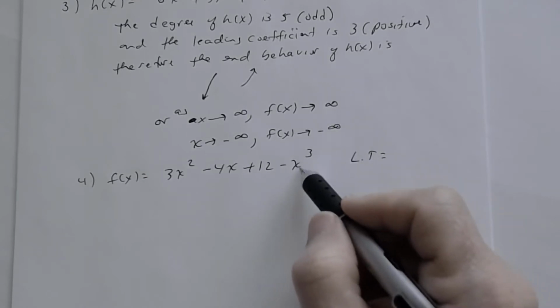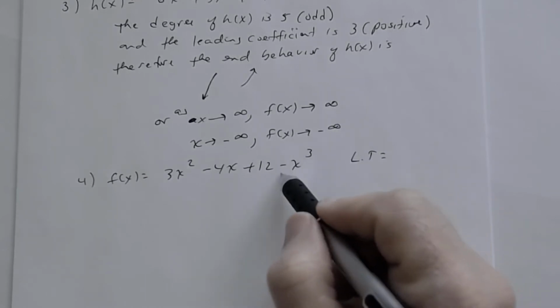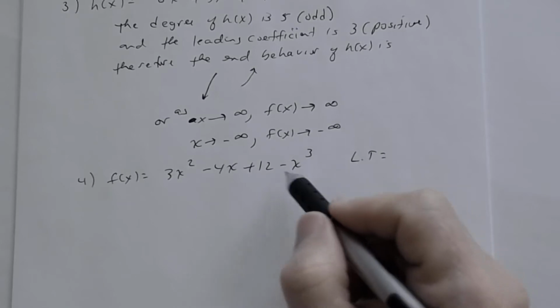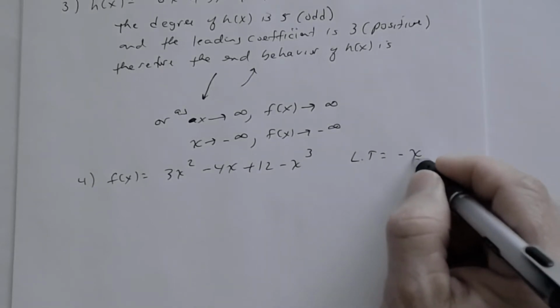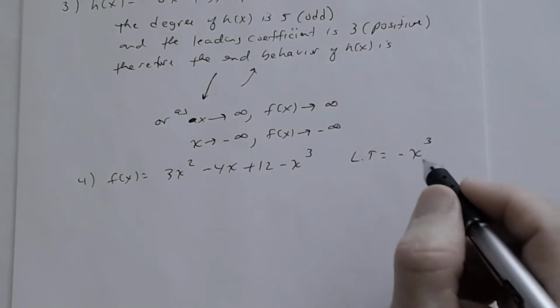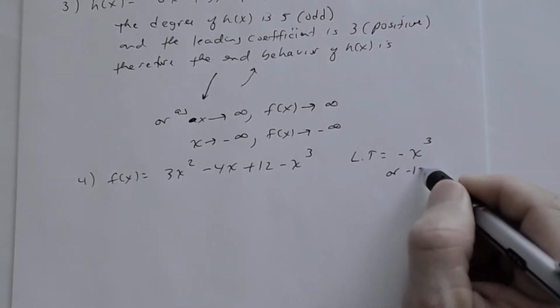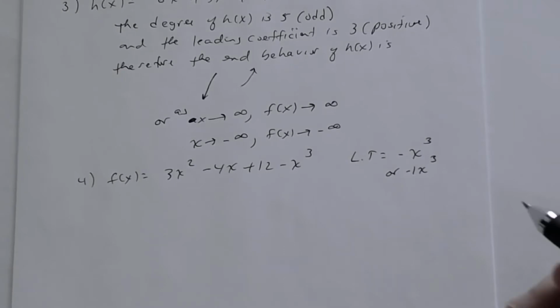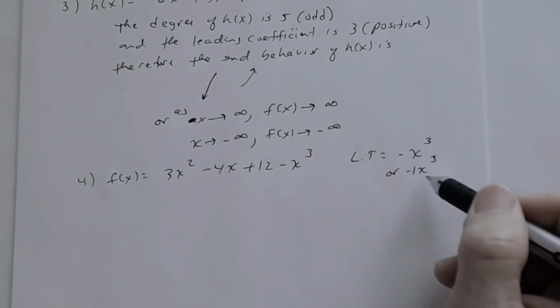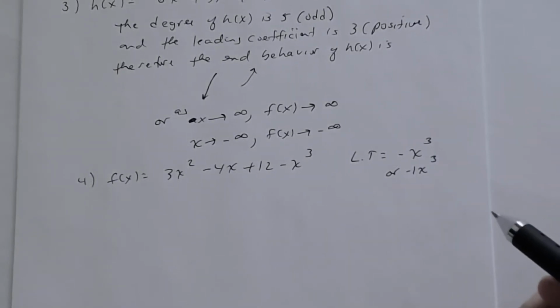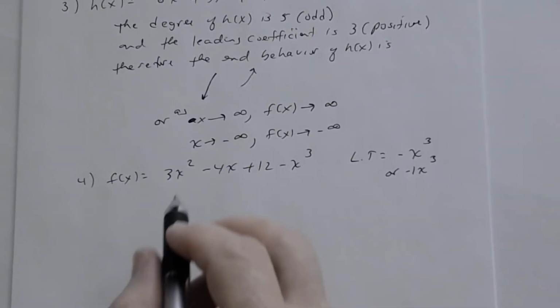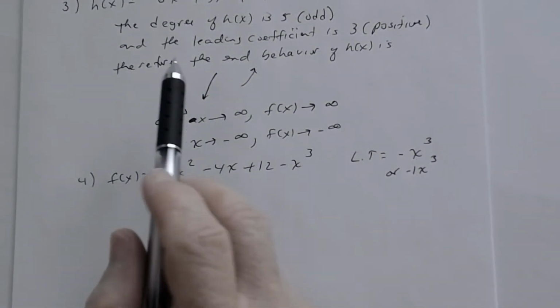Now you got to be careful. Some students will say x cubed, but it's not x cubed. It's a negative x cubed. Okay? It's a negative x cubed. And you got to be even more careful because the coefficient's actually negative 1 times x cubed, right? All right, so remember that. So negative x cubed means the same thing as negative 1 times x cubed.